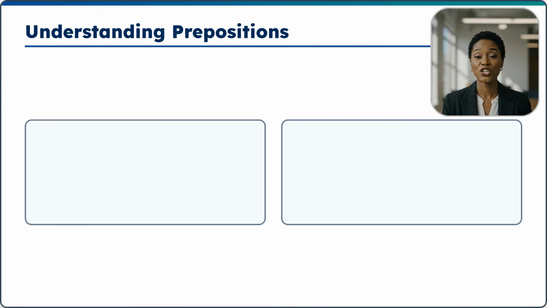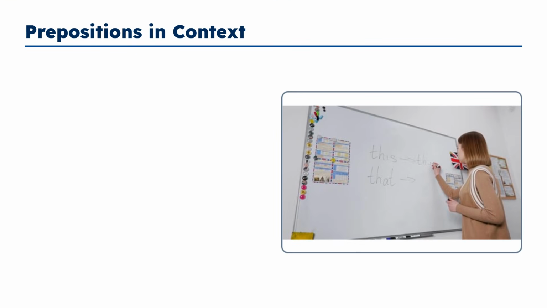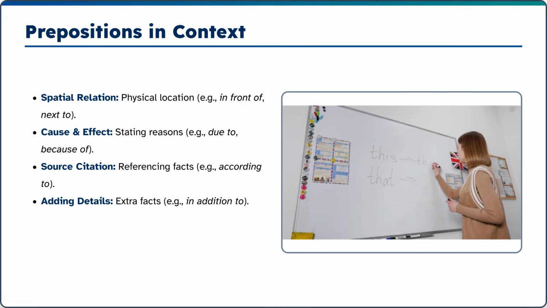Compound prepositions are units of two or more words that function together. By pairing these with specific verb tenses, you can express relationships of time, position, and cause more precisely. We use compound prepositions for various contexts: spatial relations for physical location, cause and effect to explain reasons, source citation to reference facts, and to add extra details to your statements.